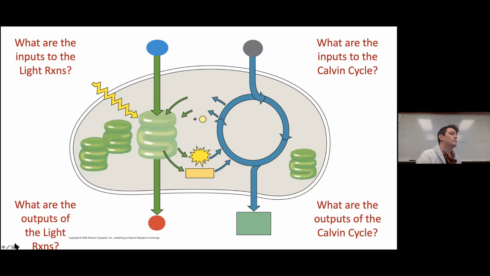So who wants to remind me the inputs to the light reactions? Someone out there. The yellow zigzag and the blue circle. Light and H2O. Good. Yep, light and water. And what's that red circle, the output from the light reactions? O2. Yeah, O2. So what happened to the electron and the hydrogens?